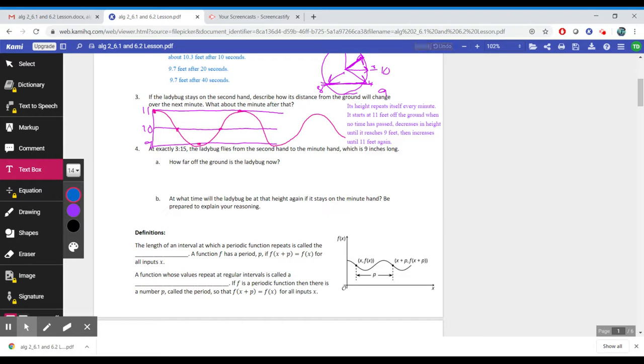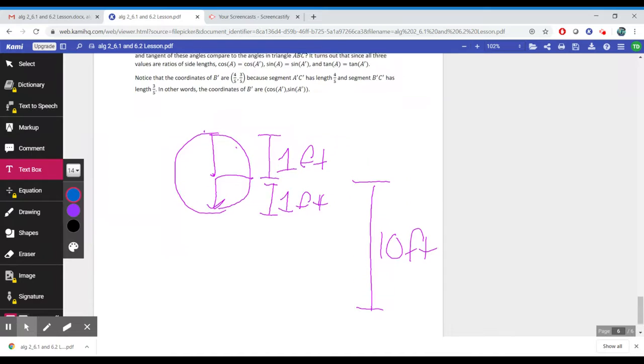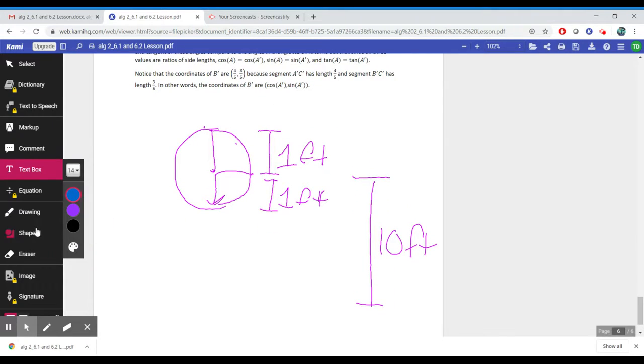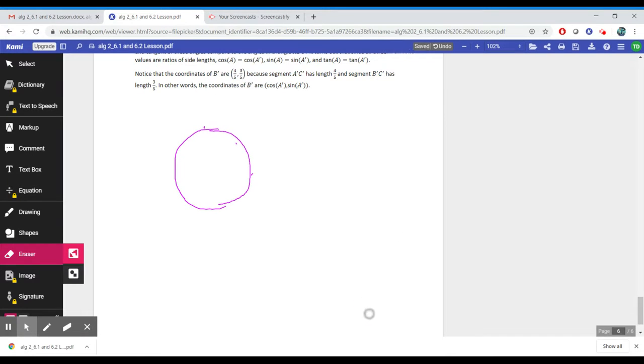Number 4 says, at exactly 3:15, the ladybug flies from the second hand to the minute hand, which is 9 inches long. How far off the ground is the ladybug now? So let's see if we can go ahead and refer back to our original diagram. I'll erase some of this and make some modifications to it. So I'm going to start by drawing the second and the minute hand on the clock here.